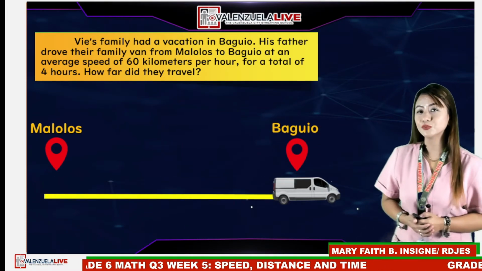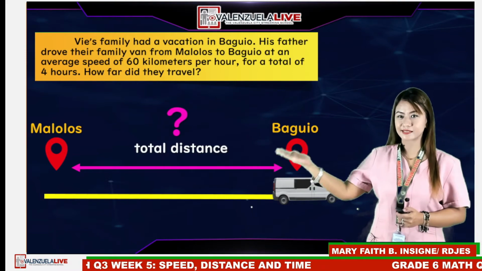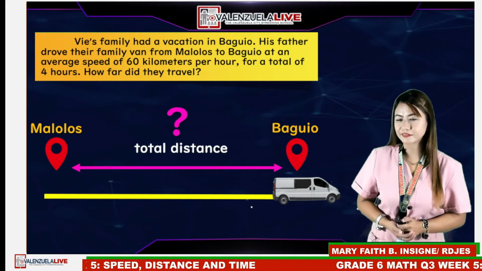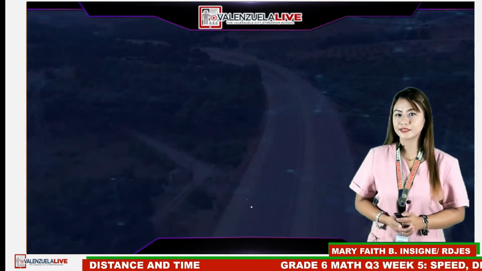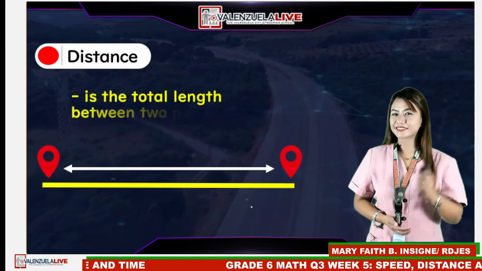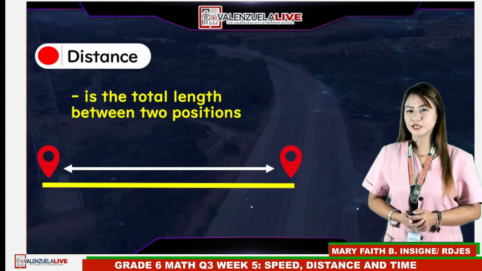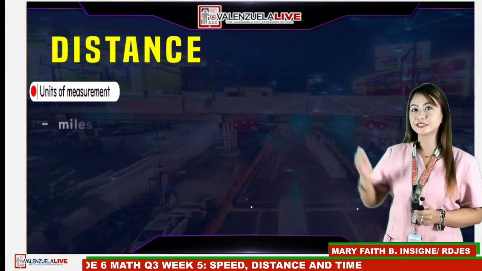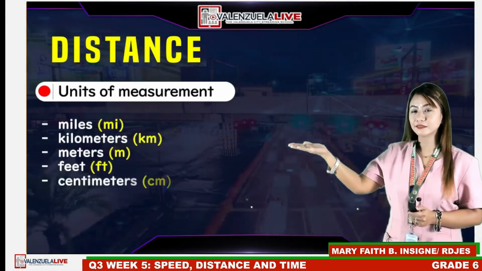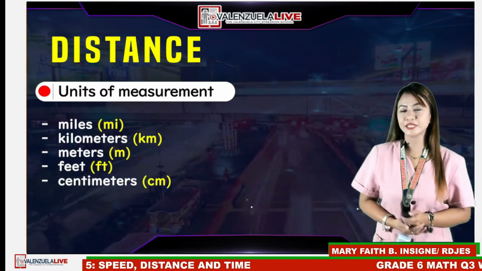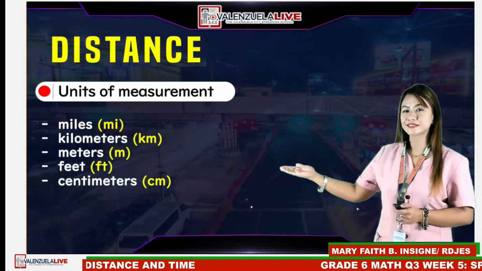Which means we need to look for the distance. But what is distance? Distance is the total length between two positions. The common units of measurement for distance are miles, kilometers, meters, feet, and centimeters.